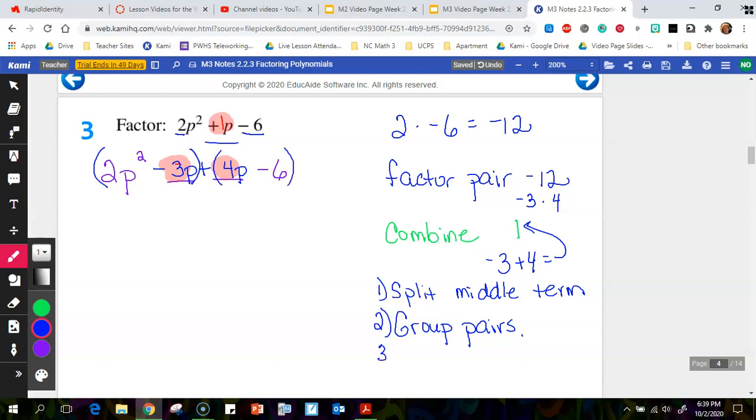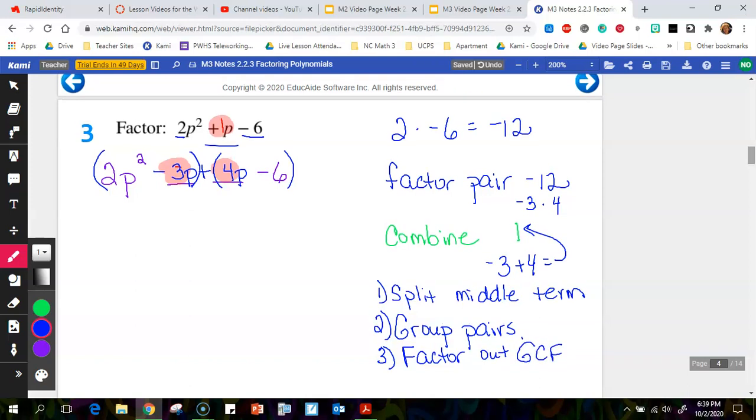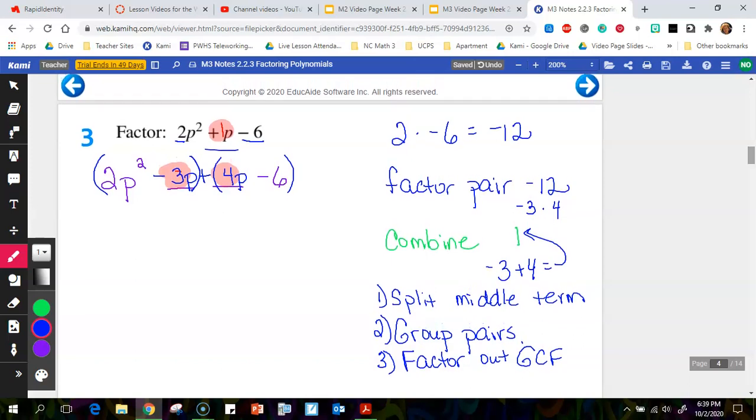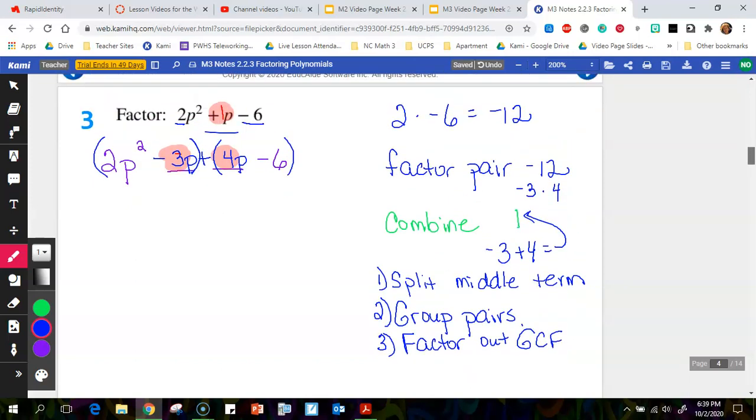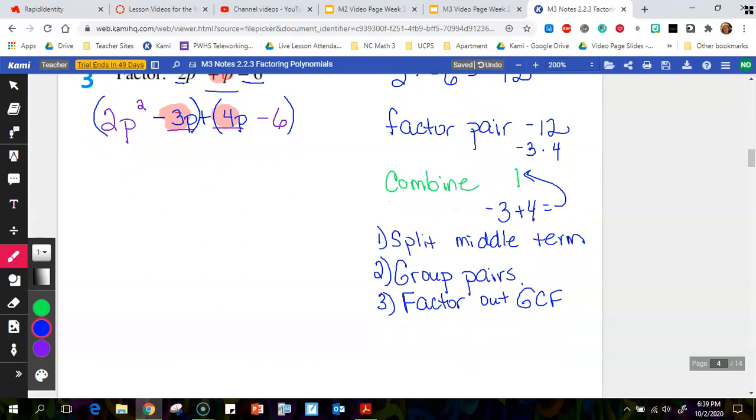The third thing I need to do is factor out the greatest common factor. Now we haven't really done any of that yet, but like I said, this is supposed to be a review for you guys. So factoring out the greatest common factor of each pair.